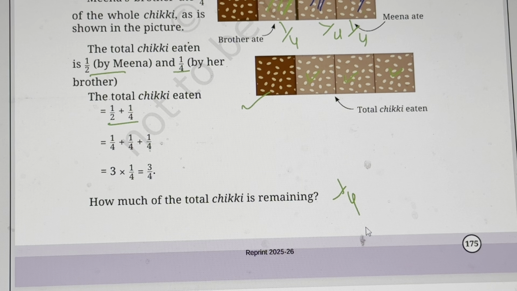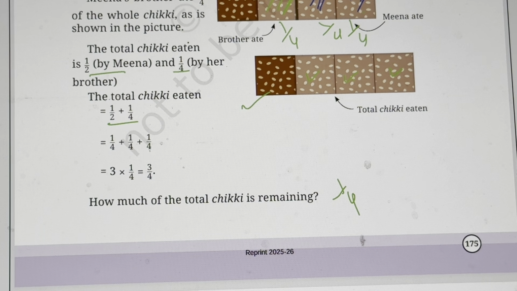So sometimes by visualizing you can answer such simple questions. No need to do the complicated LCM method. That also we'll learn for bigger numbers. But if you can visualize half, 1/4, then it's very easy.